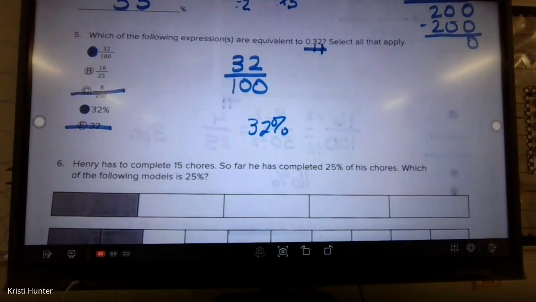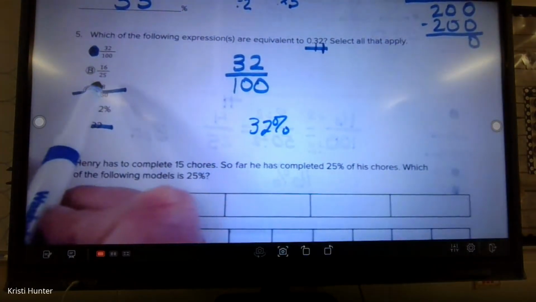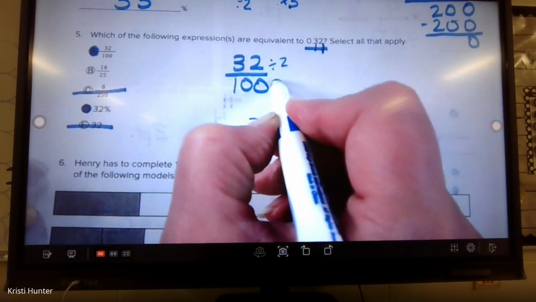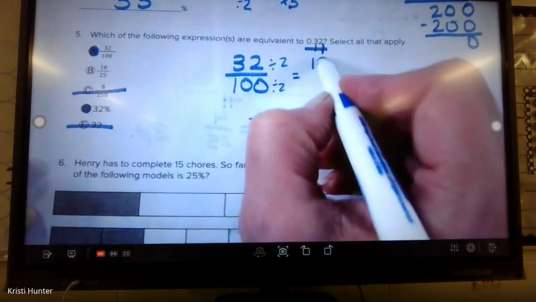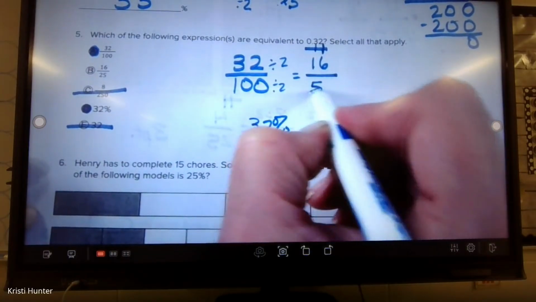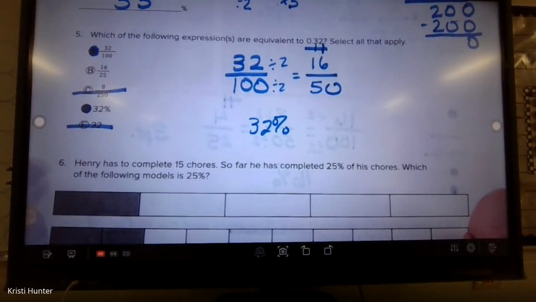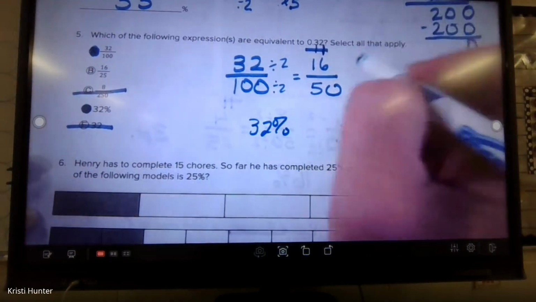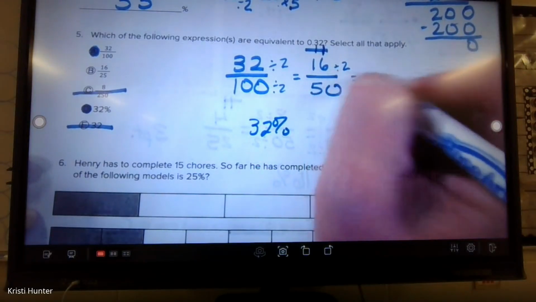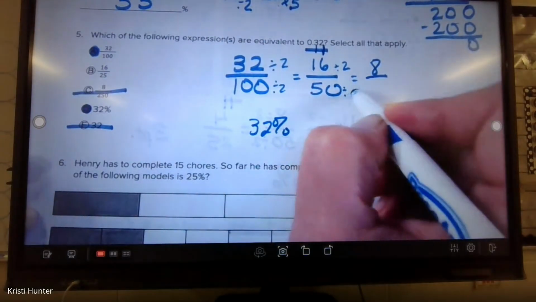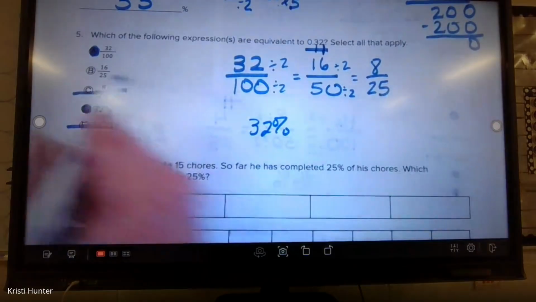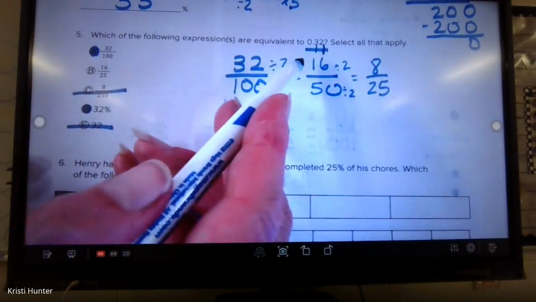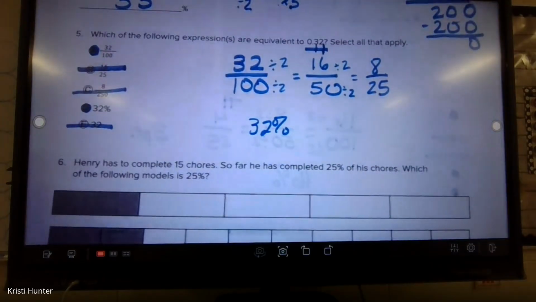And then let's see if I can turn this fraction into this with equivalent fractions. I notice these are both even, so I'm just going to half them. Half of 32 is 16. Half of 100 is 50. All right, that didn't work. It got 16 over 25. Well, if I halved this, I would get to 8. If I half this, I would get to 25. So my bottom number's right, but the top number is wrong. And the top number was right, but the bottom number was wrong. So that one doesn't work either.